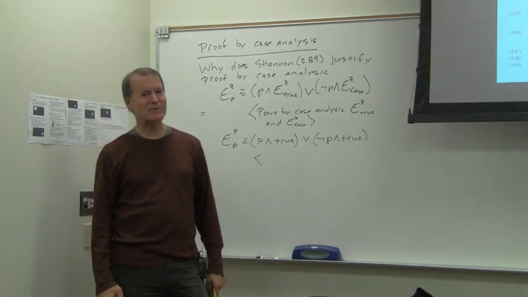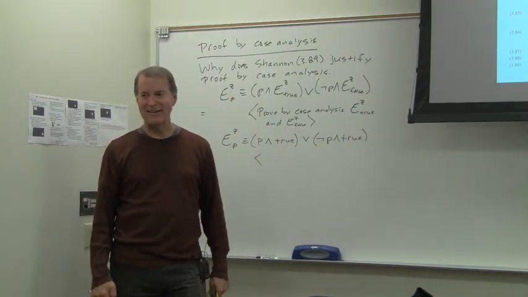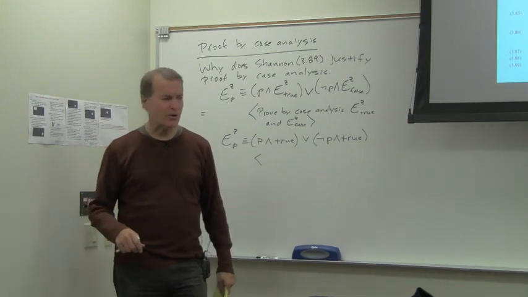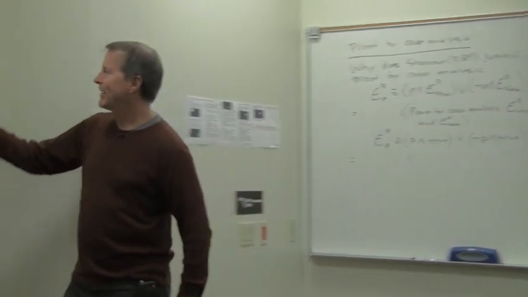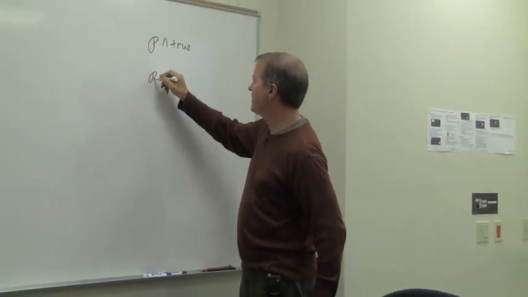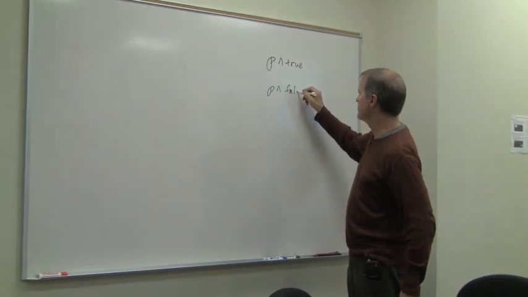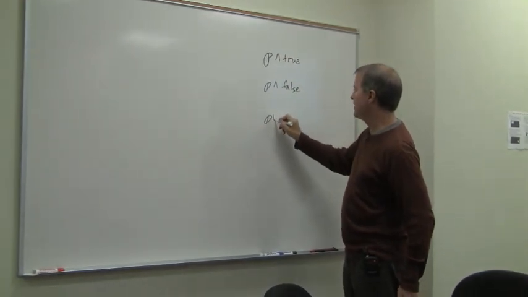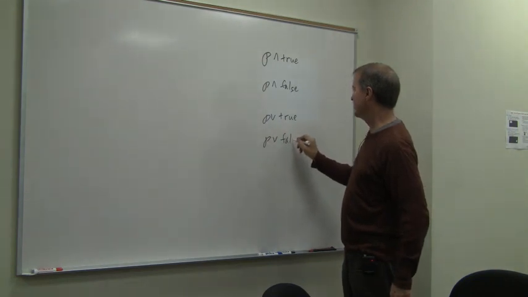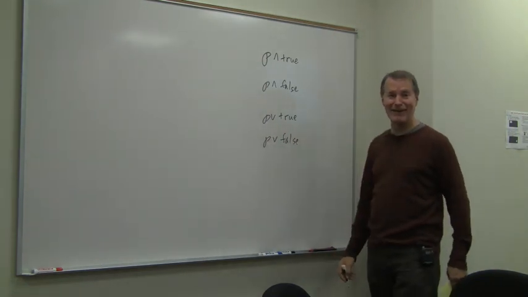Oh, we need to review. We need to get this one down. Is it true? Wait. What, P or true? Hold on. Hold on. Hey, here we've got P and true. We have P and false. We have P or true. We have P or false. These we better know by now, I hope.